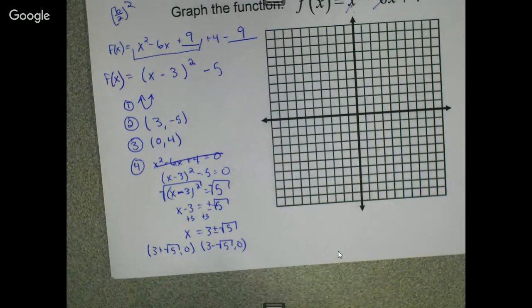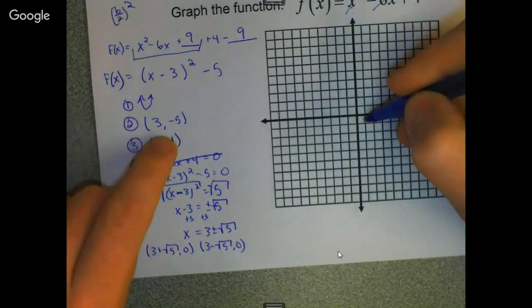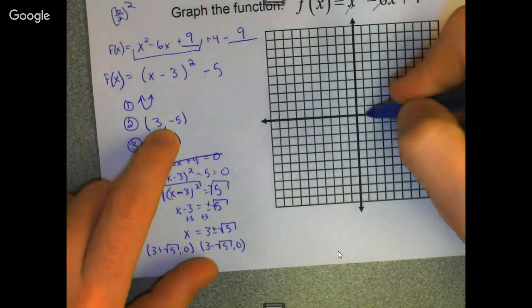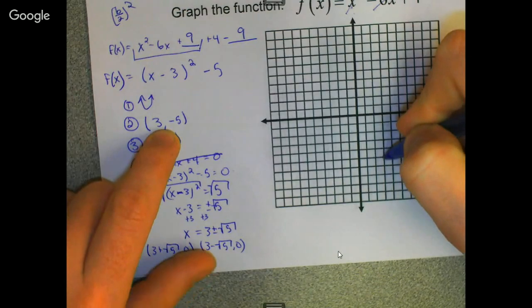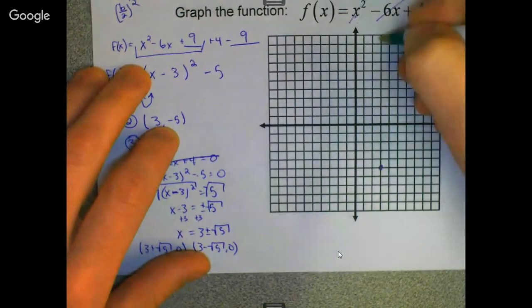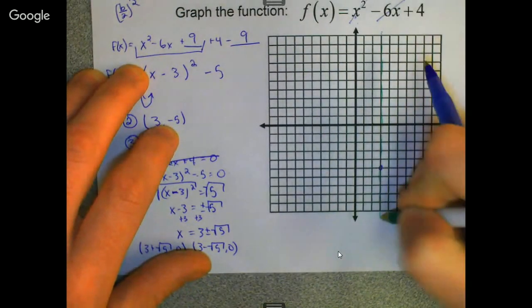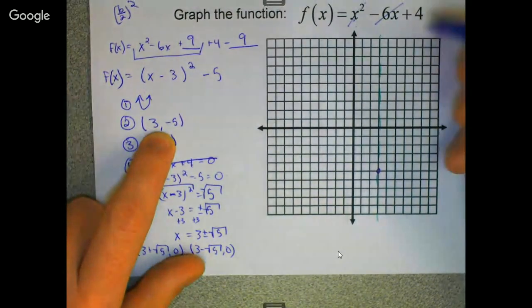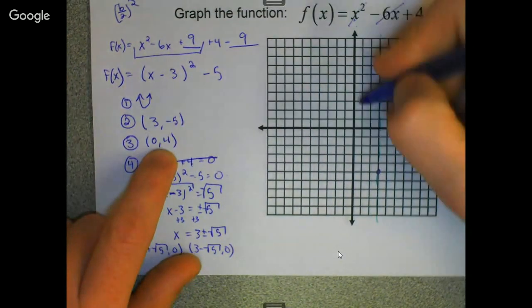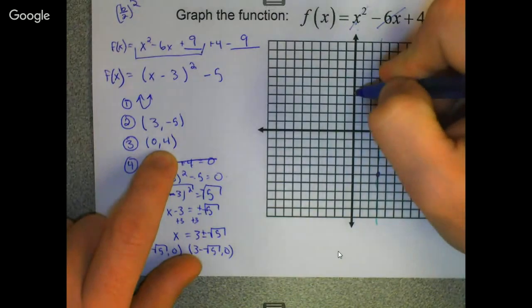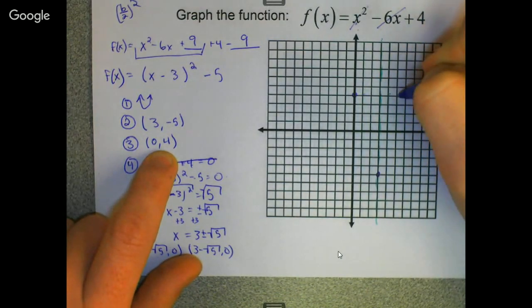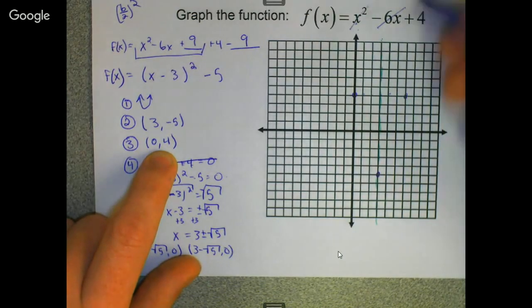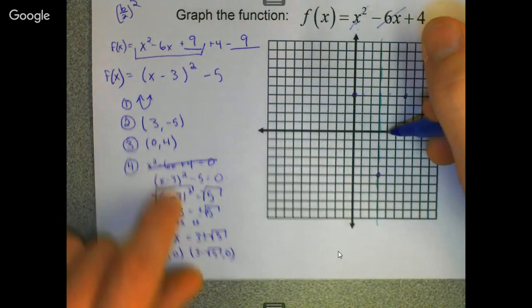So now I need to graph my ordered pairs. I've got the vertex at (3, -5). And I like to graph my axis of symmetry. I have (0, 4). Again, I'm 1, 2, 3 away, 1, 2, 3 away. And we want to know where it crosses the x-axis.